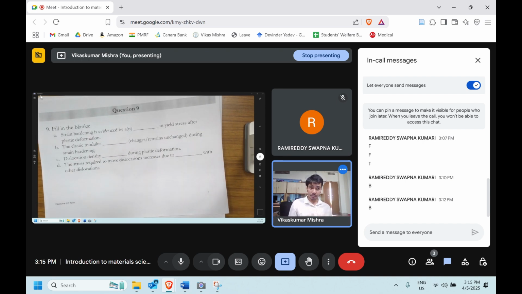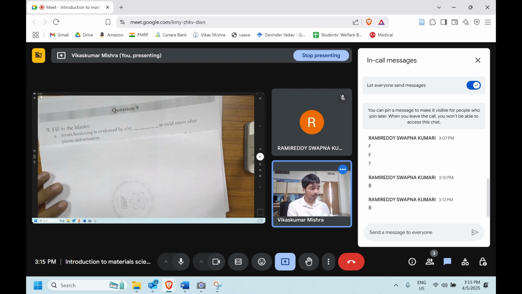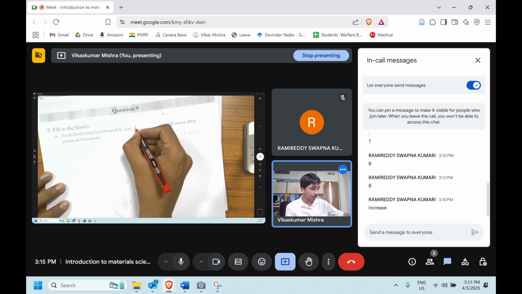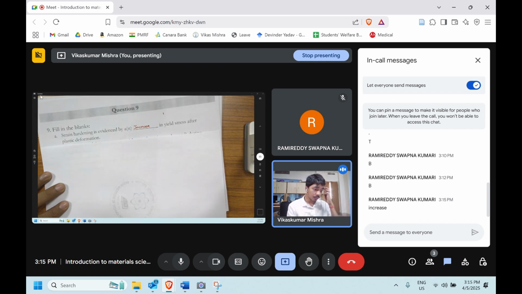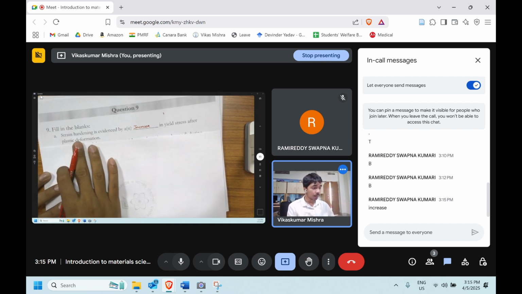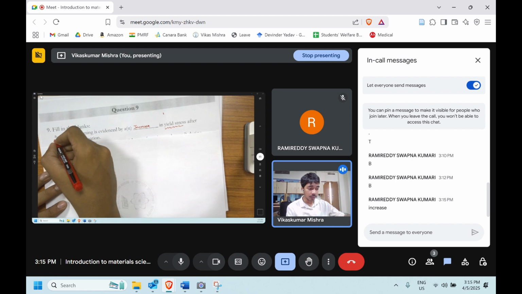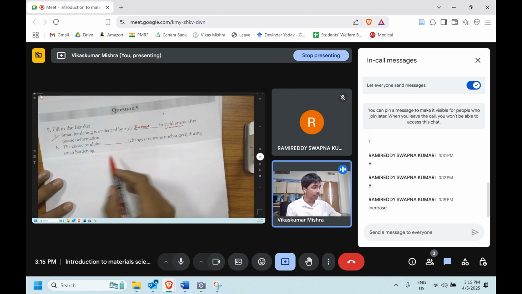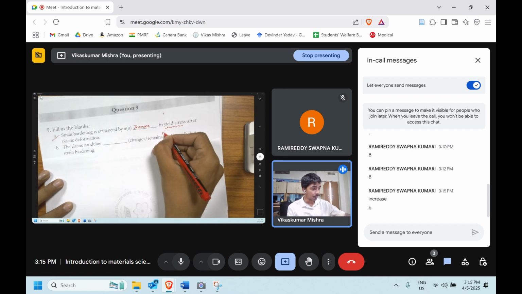This is question number 9. Strain hardening is evident by the dash in the yield strength after the plastic deformation. Increase or decrease? Increase, very good. If I do the plastic deformation, as in strain hardening, our yield strength is going to increase. We discussed it in the last question itself. Next question: the elastic modulus change or remain unchanged during strain hardening. This we have also discussed. B, very good. It remains unchanged.